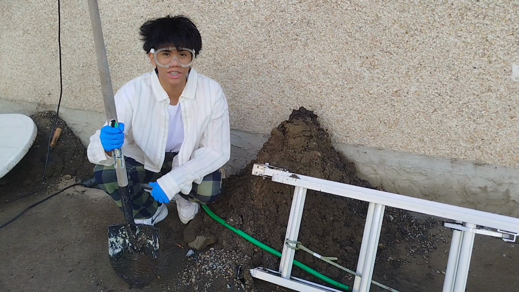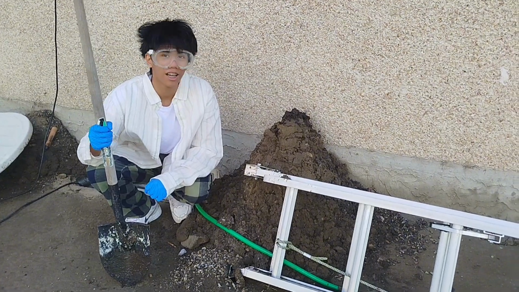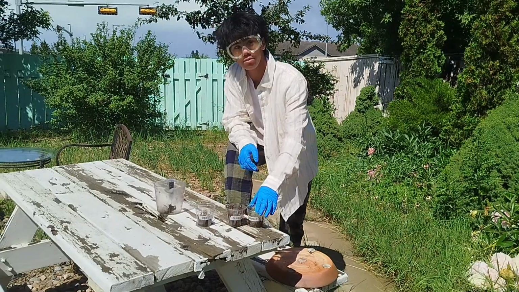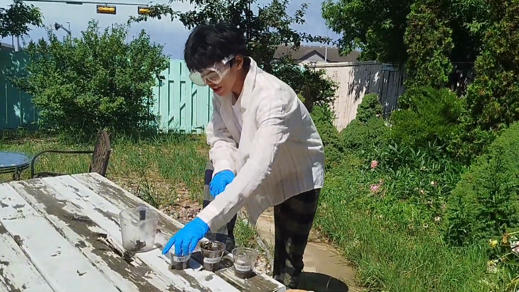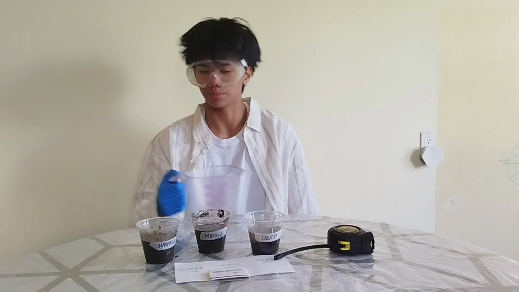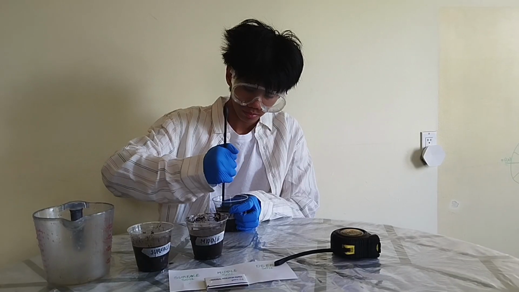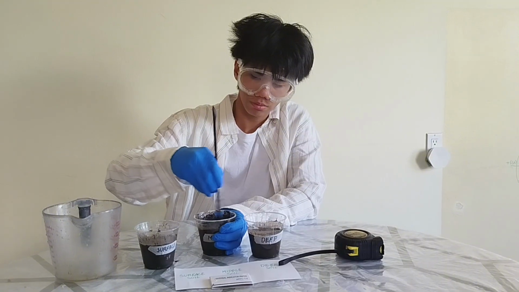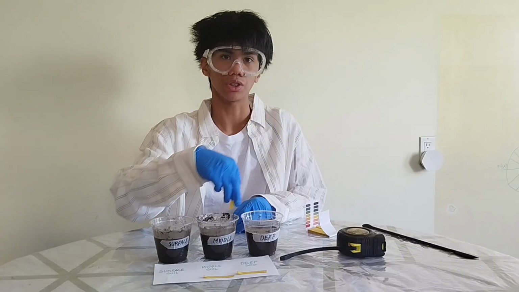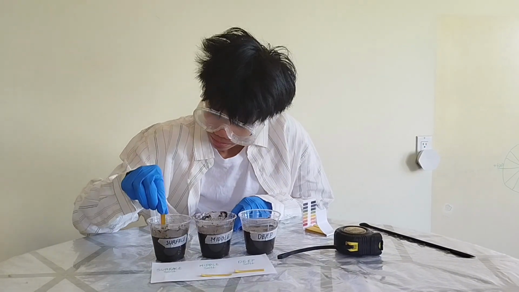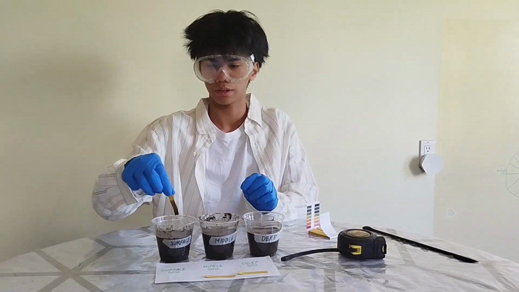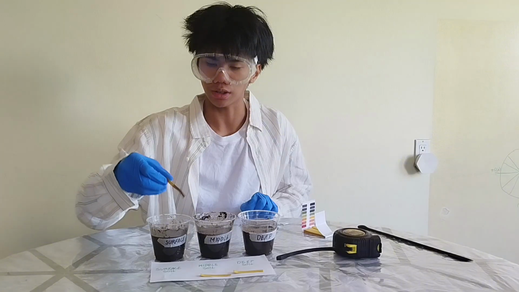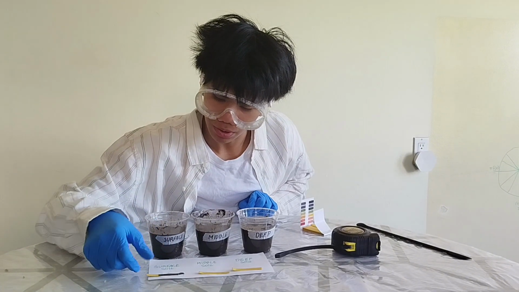So this is me after digging 2 feet down. Alright, so after digging, we just collected our soil from each depth. Let's move on. Now I'll be adding water to each cup. We will now be dipping a pH strip in each respective solution, so we'll be starting with the surface soil. So we wait 2 minutes for this to settle, and we will get our results.